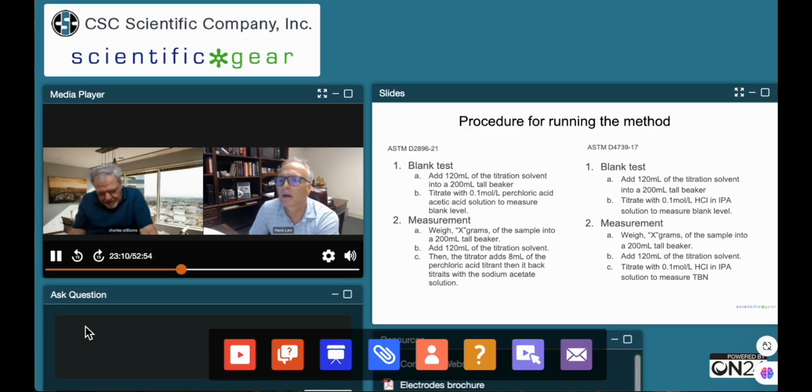Okay. So there's a subtlety here on this slide, by the way. On the measurement for the ASTM D2896-21, after you weigh out the amount of sample and you add the 120 mils of solvent, you're going to titrate. The titrator is going to add 8 mils of the perchloric acid titrant. Then it's going to back titrate with the sodium acetate solution. So that's where the two reagents are working together on that particular method. So it's a back titration. The titrator will have two burettes.